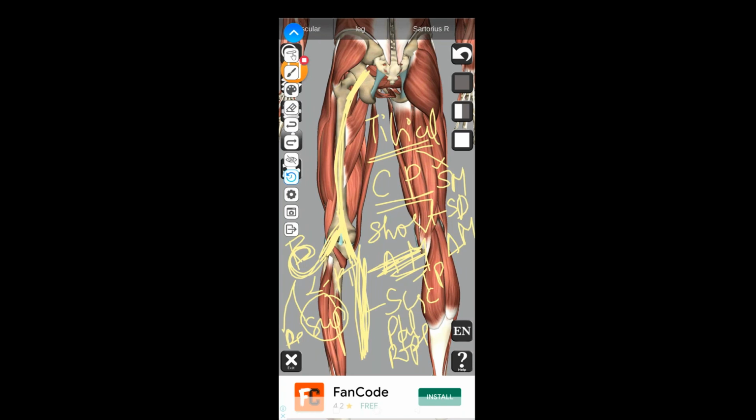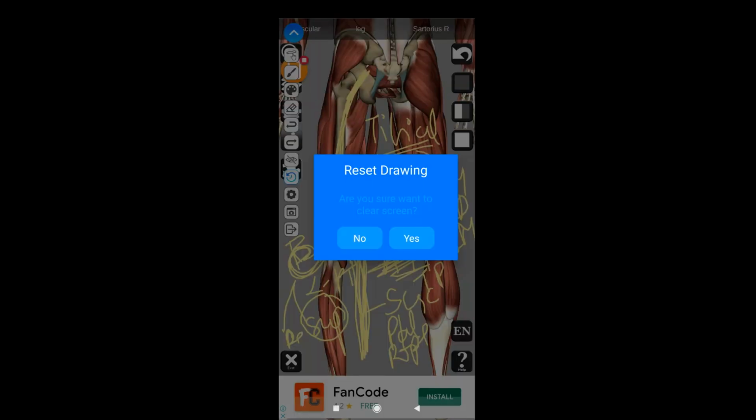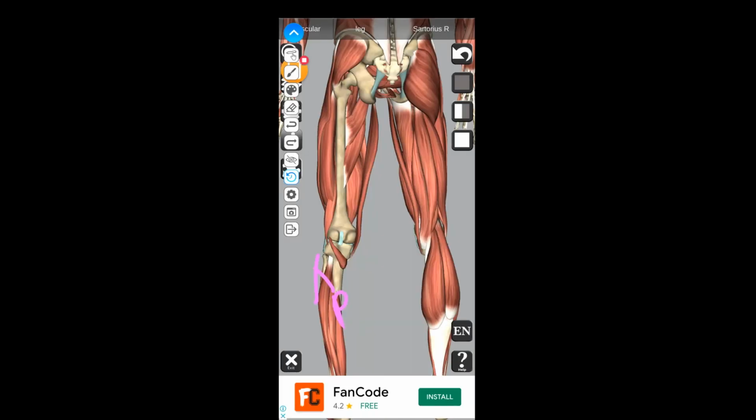Peroneus tertius, peroneus brevis, peroneus longus. Done. Deep part, which compartment is it handling? Your anterior compartment. In the anterior compartment, you have tibialis anterior, extensor hallucis longus, extensor digitorum and peroneus tertius. Simple. Done.